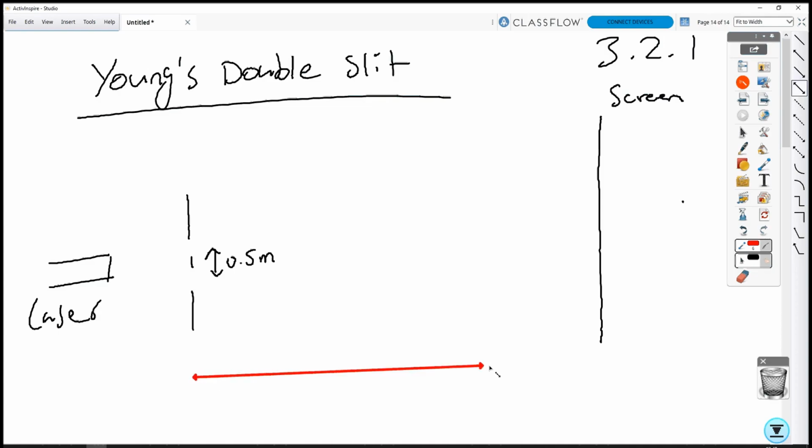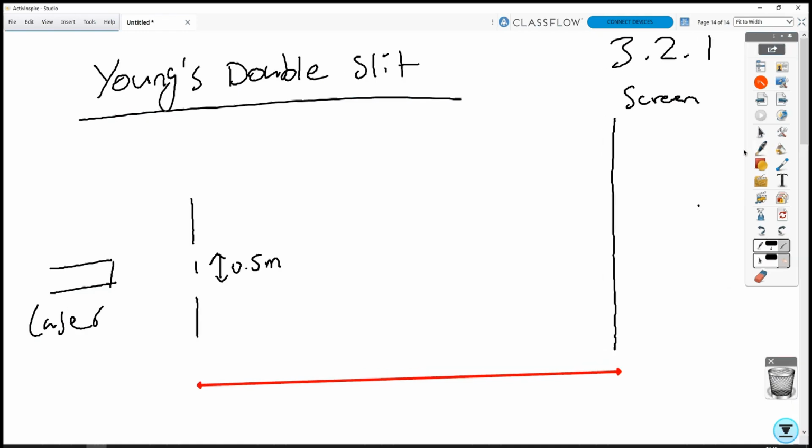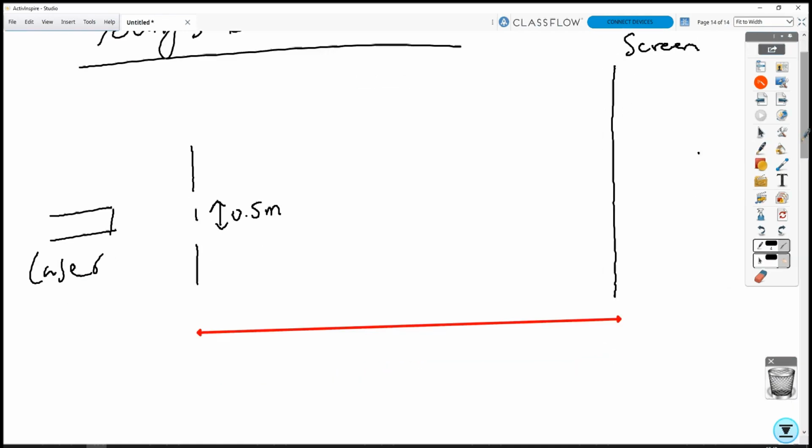The separation from the slits to the screen is called the screen distance, given by D. That 0.5 millimeters here is called the slit separation, given by S.